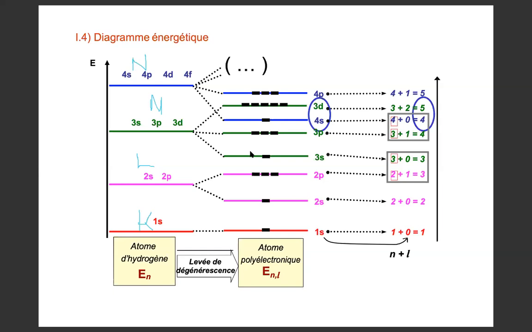Exactly. So if you've noticed, it's a progression of 4, 4, 4. The first one occupies 2, the second one occupies 6, the third one occupies 10, and the last one occupies 14. So it's the same notion we are going to use.